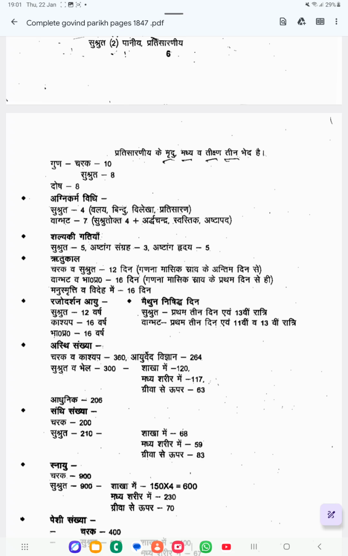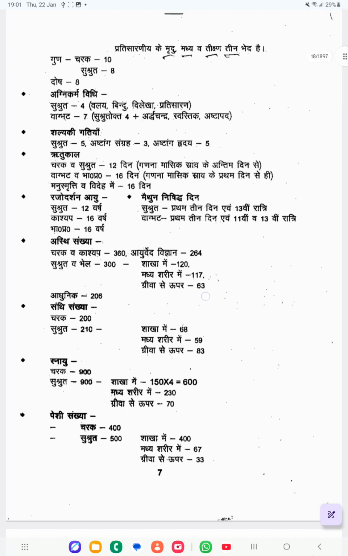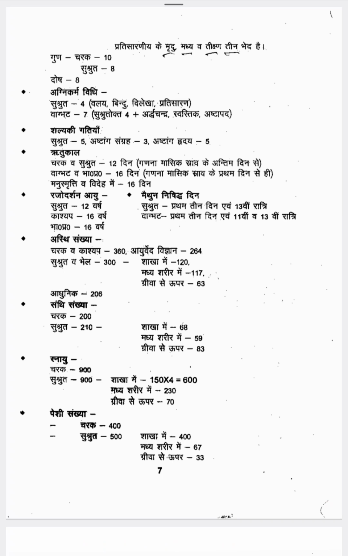Okay, next we are moving to the Sharira Rachana part, the numbers of the body parts. Asthi Sankhya: according to Charaka, according to Kashyapa, the total number of Asthi is 360. According to Sushruta, according to Bhela, 300. This 300 Asthi is divided: in the Shakha Pradesha, 120; in Madhya Sharira, which means the Koshta, 117 Asthis; in the head and neck region, 63 Asthis. So the total 300 comes.